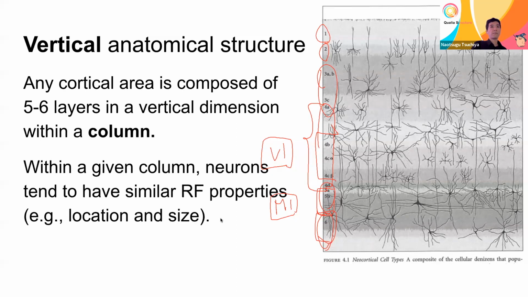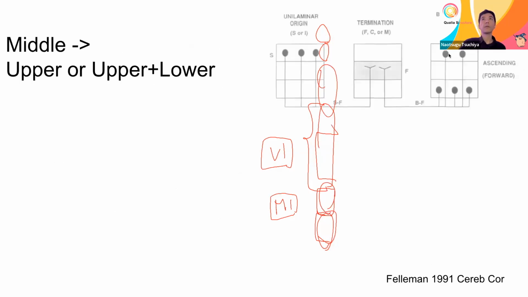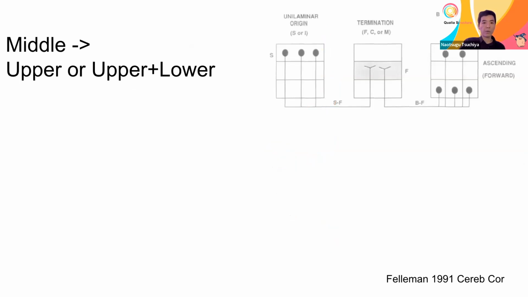And within a given column, neurons tend to have similar receptive field properties in terms of location and also size, as I will explain later. But today, what I want to pay attention to is the so-called connectivity between the areas through the layer structure.